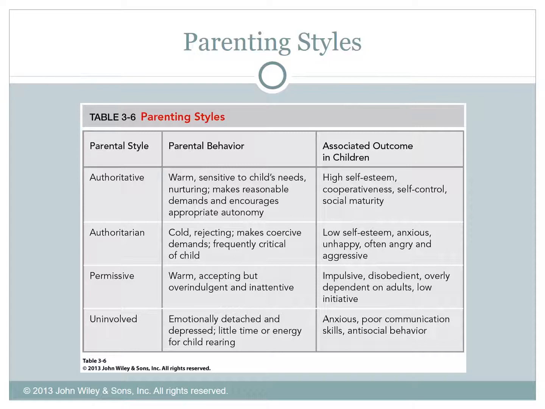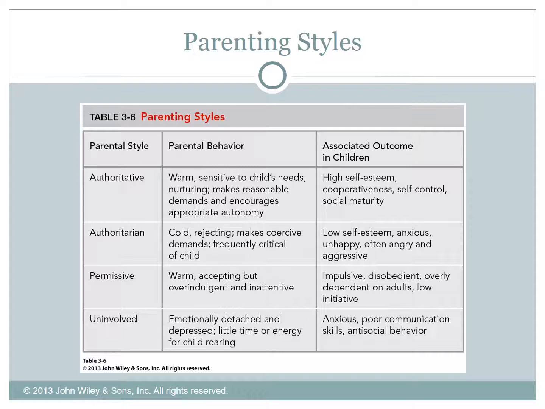The authoritative parent is emotionally warm to the child. They're sensitive to the child's needs and very responsive. If the child asks a question, the parent will pay attention to the question and attempt to answer the question in full. These parents make reasonable demands of the child. So, for instance, demanding that a child get straight A's all the time is not an authoritative parenting style, but demanding that a child do their best, study hard, attend classes appropriately, is a form of authoritative parenting.